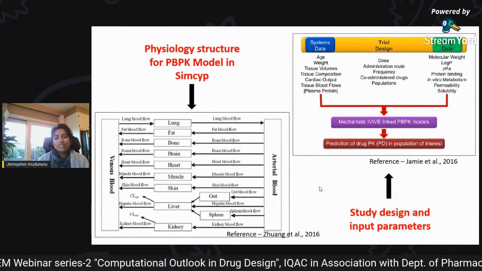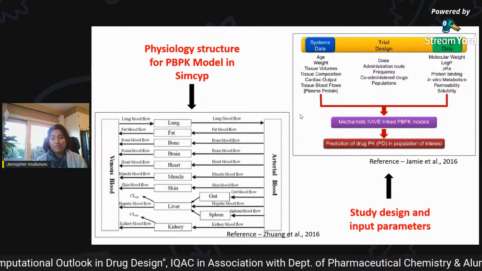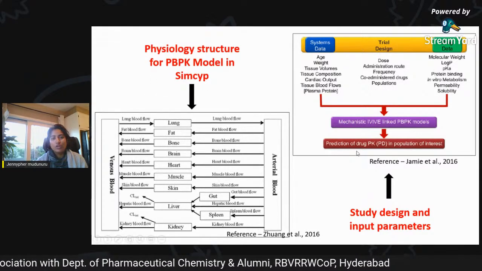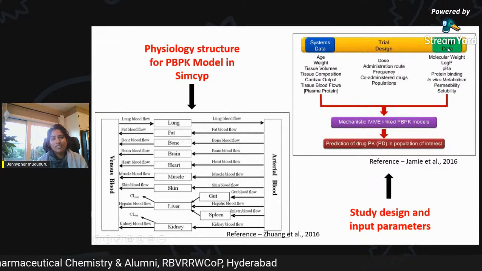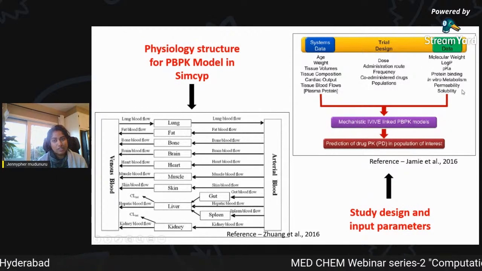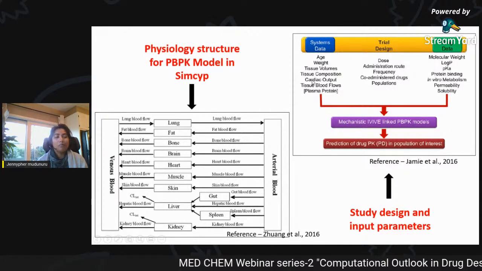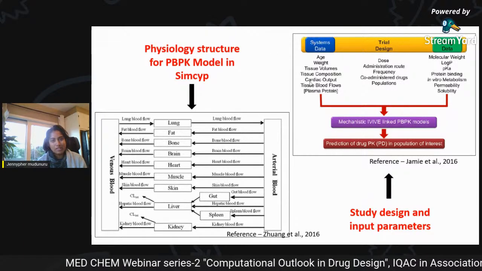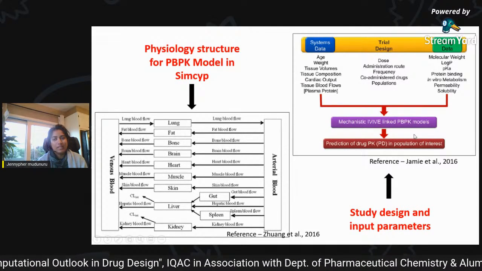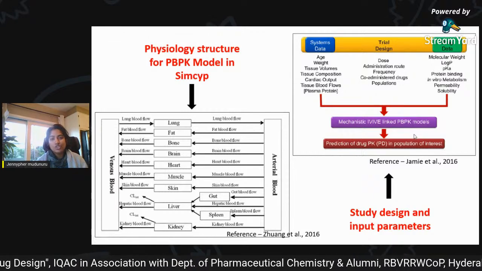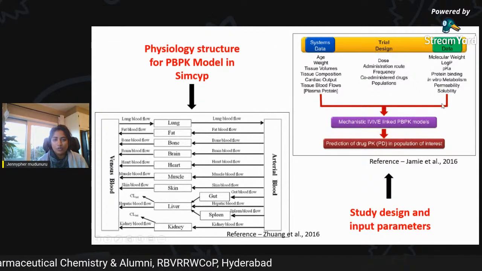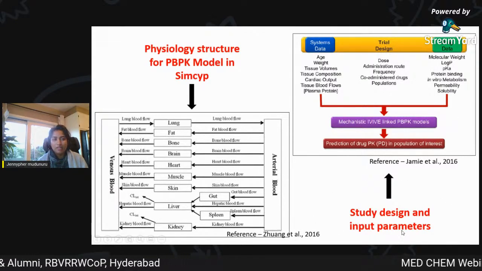I think I only have a couple more slides before we go into the demo and you can see the fun part. This is just a more detailed version of what goes in. We have already talked about this part, which is drug data, the compound-specific parameters. You have systems data, which is the individual-specific parameters, and then the trial design. It's also an important part of the overall PBPK building process: how much dose do you want to give? What is the administration route? What are the other drugs? What population do you want to use? So this is all the study design input parameters.